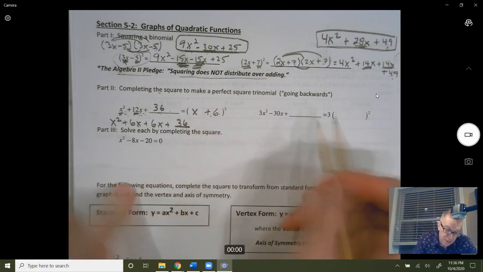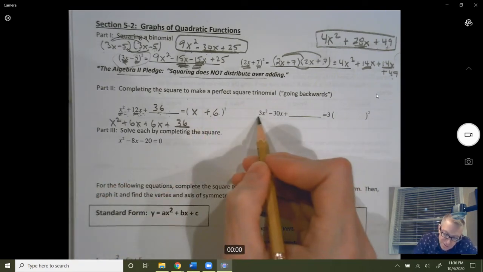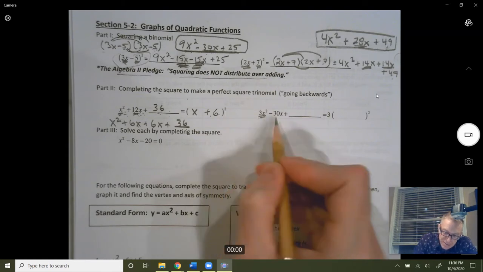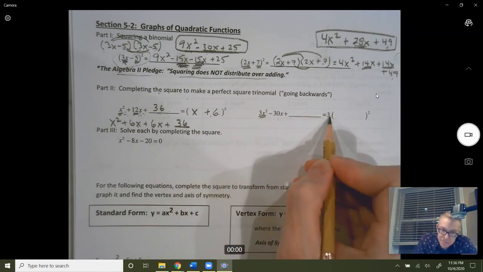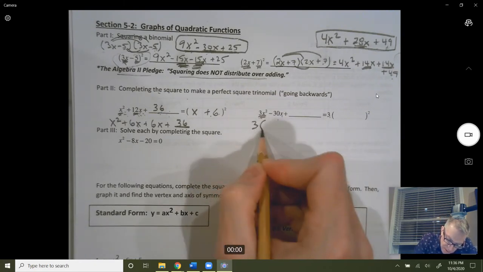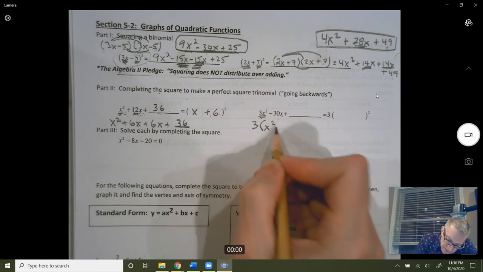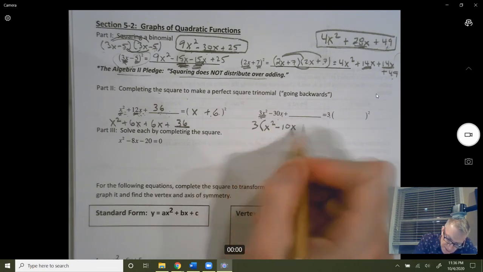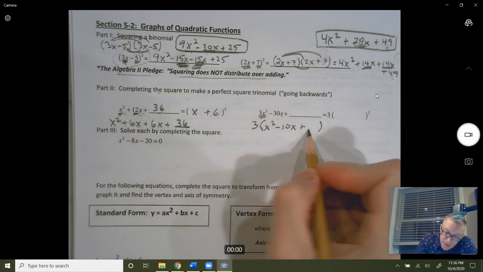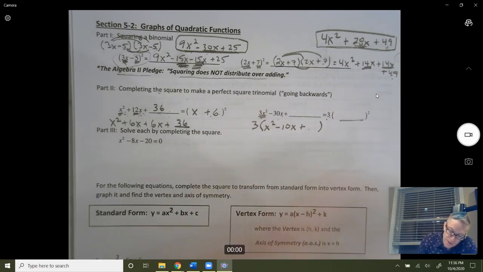Okay, now let's look at this one. This one's a little tricky because this is not a perfect square. Okay, and we got a little hint over here. We're just going to factor out the 3 at the beginning. We're going to factor the 3 out of both of these terms. And what's left? X squared minus 10x plus something is going to equal 3 times our perfect square.